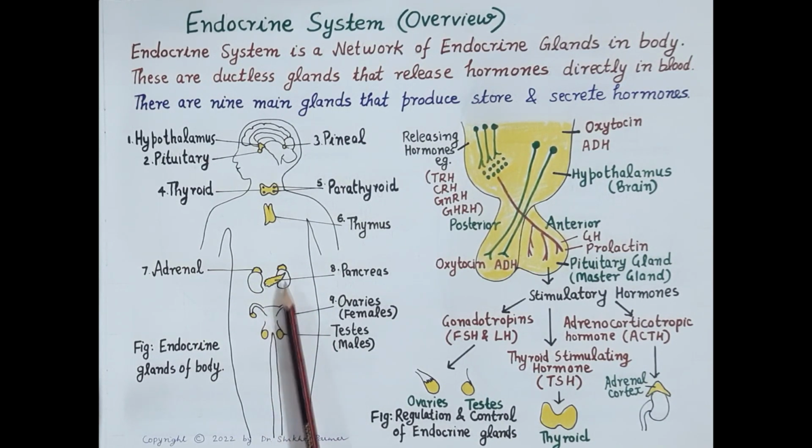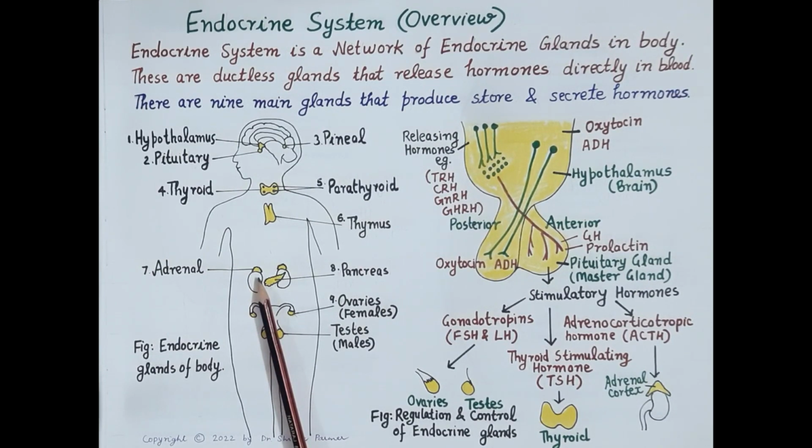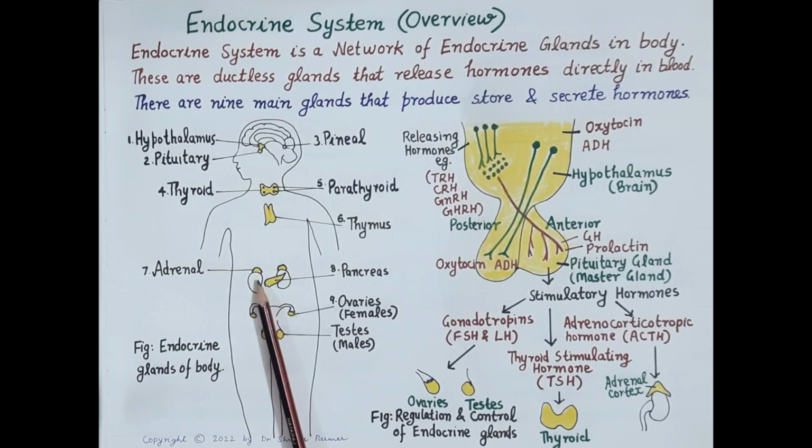Now, adrenal glands are triangular shaped glands located on the top of the kidney. The outer part of the gland is called the adrenal cortex, while the central part is termed the adrenal medulla. The adrenal cortex produces adrenocorticoids, namely glucocorticoids, mineralocorticoids, and sex hormones in insignificant amounts, while the medulla produces adrenaline and noradrenaline.